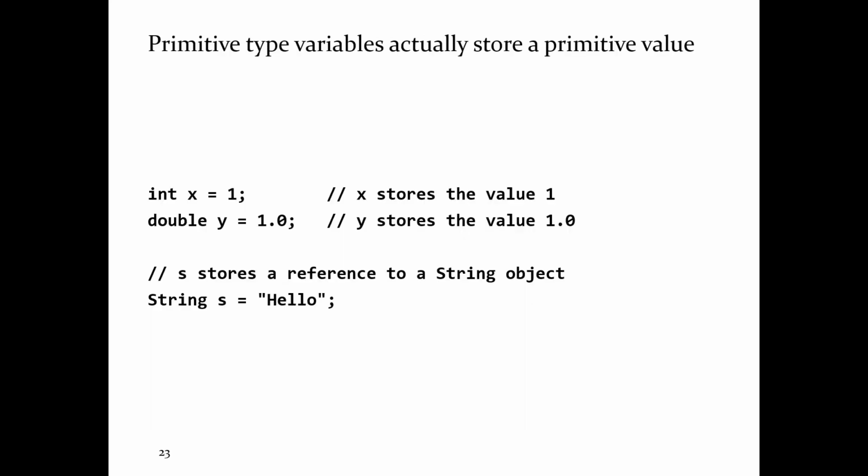Now, the primitive type variables actually store a primitive value. So in Java, when I write int x gets the value 1, that means x stores the value 1. So whenever I say x, I'm going to get the value 1. Double y gets the value 1.0 means that y stores the value 1.0. Reference types in Java behave the same as reference types in Python. So the variable s is a reference variable, so s stores a reference to some string object whose value is hello.